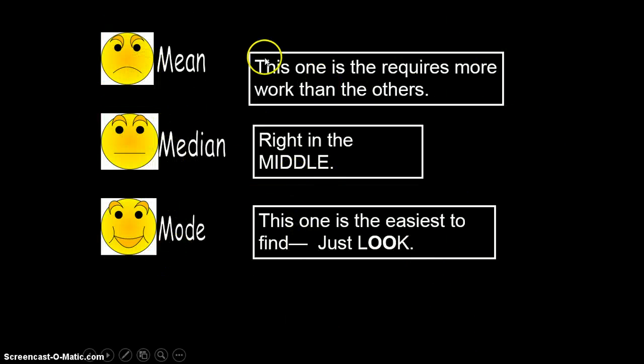Mean, median, mode. This one requires more work than others. Okay, so you've got to add everything up. You've got to divide by the number of terms. This usually takes the most time. The median is right in the middle, so that's not too bad. You just have to arrange your data. And the mode, which one is most frequent? Which one happens most often? You just have to look.